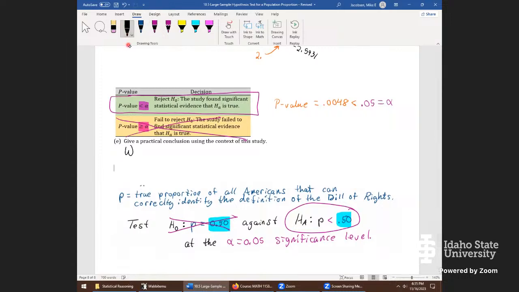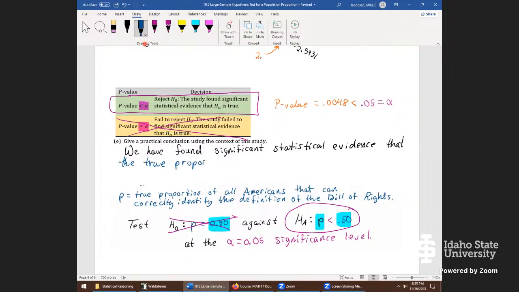We'll say here, we have found, this is kind of a slightly depressing conclusion, but it's good information. We have found significant statistical evidence that, now we go over here after writing that out, and I forgot to highlight that in blue, that the true proportion of all Americans that can correctly identify the definition of the Bill of Rights.